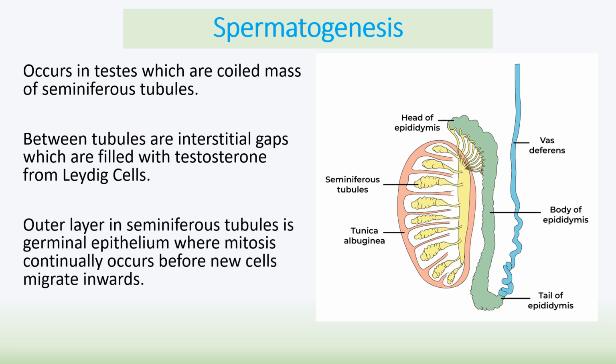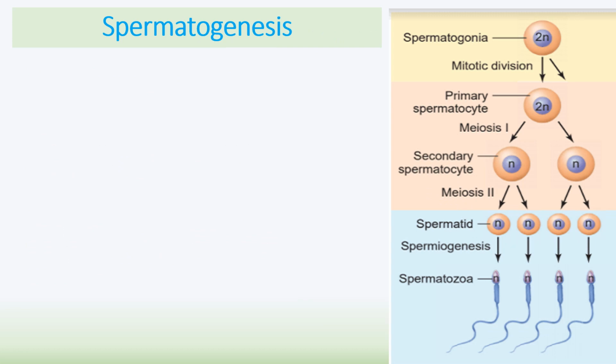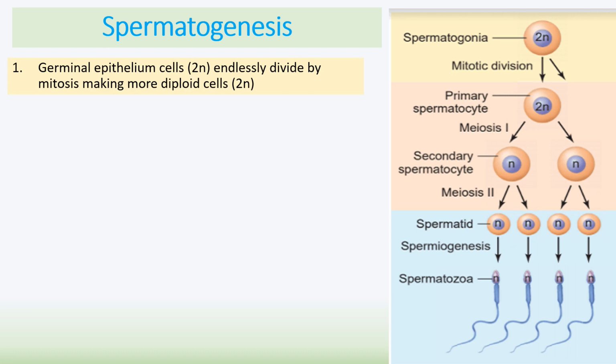And the outer layer in the seminiferous tubule is called the germinal epithelium, and this is where mitosis continually occurs before new cells migrate. Let's have a look at the stages and put some more sense to that. So stage one is when the germinal epithelial cells, which are diploid, endlessly divide by mitosis in the seminiferous tubule, making more diploid cells. They're constantly dividing, making more diploid cells. So at the moment, they're not making gametes, they're making 2N full 46 chromosome cells.